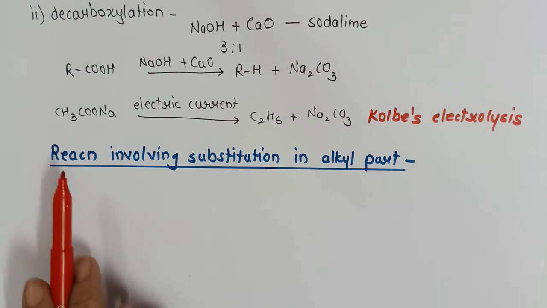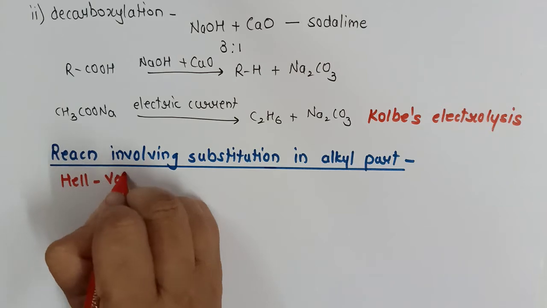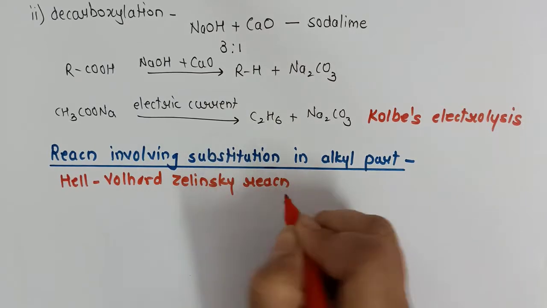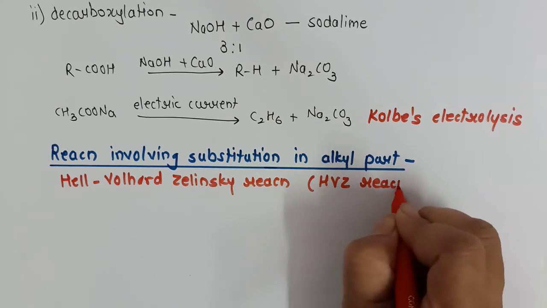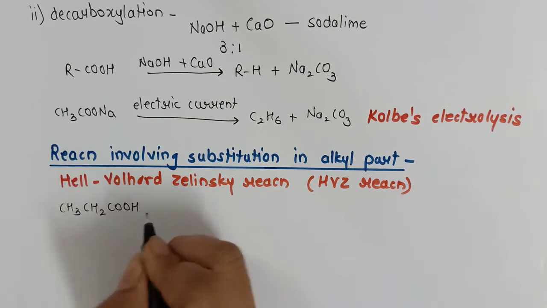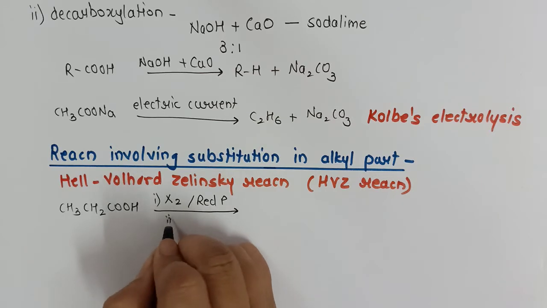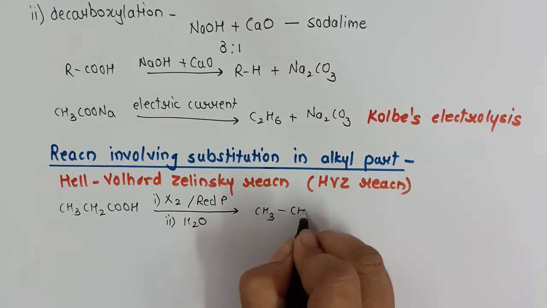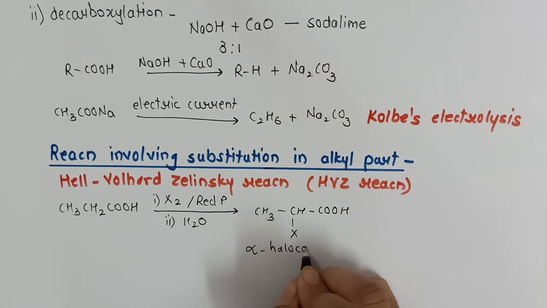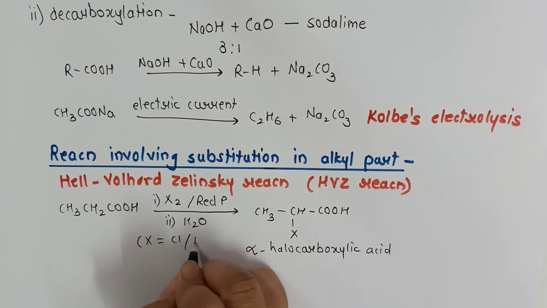Coming to the last part of the cleavages, reactions involving substitution in the alkyl part. In that, first we are going to study our next name reaction, the Hell-Vollard-Zelinsky reaction. It is also called the HVZ reaction. According to this reaction, the carboxylic acid, I have taken the example of propanoic acid, when it is treated with halogen in presence of red phosphorus, obviously followed by hydrolysis, gives us alpha halocarboxylic acid, where halogen can be either chlorine or bromine.